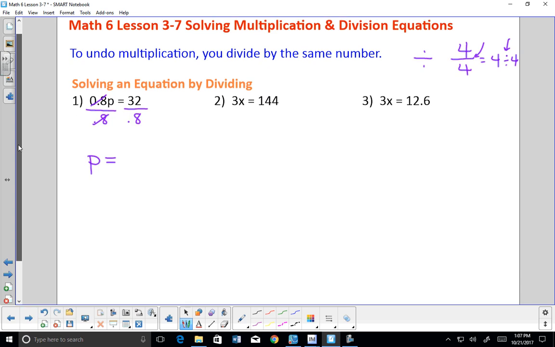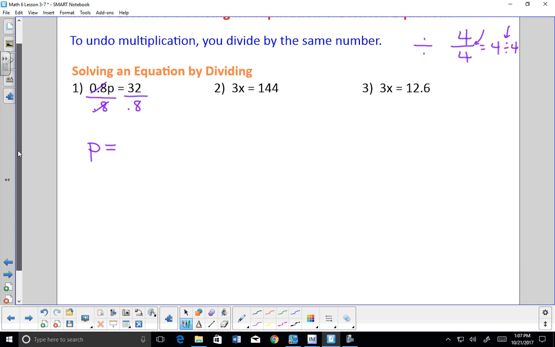Most of you can't do that in your head, so I would suggest putting 0.8 down here and 32 and actually doing the division. Remember, we can't divide by decimal numbers. We must divide by a whole number. So we need to move that decimal one place to the right in the divisor, and also in the dividend, so that we can add a 0. So now we're taking 8, dividing it into 320.